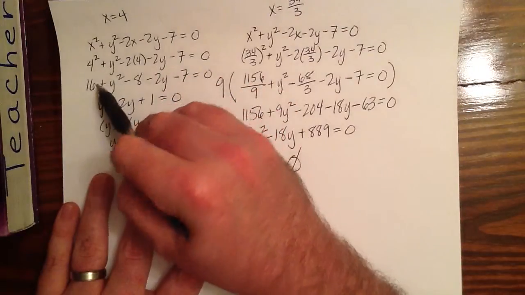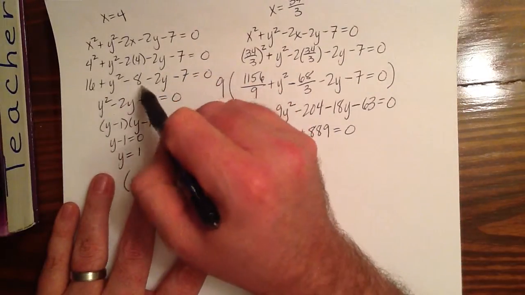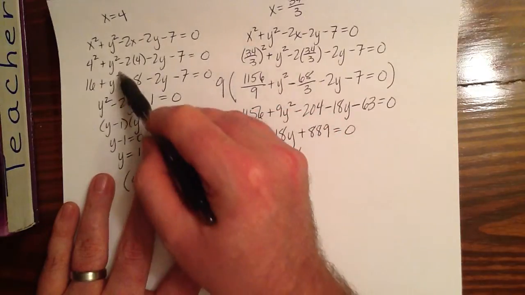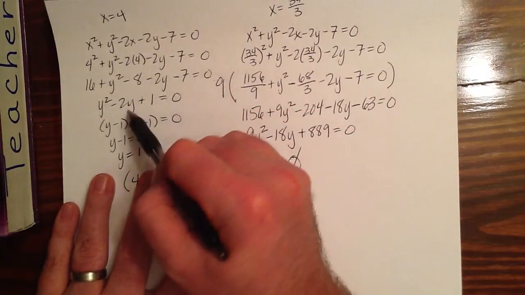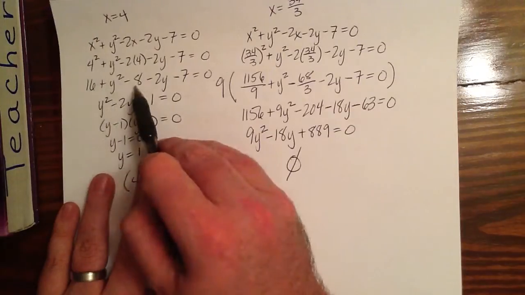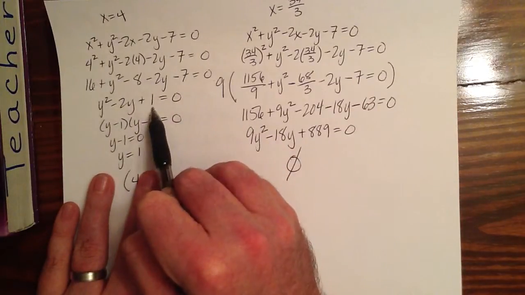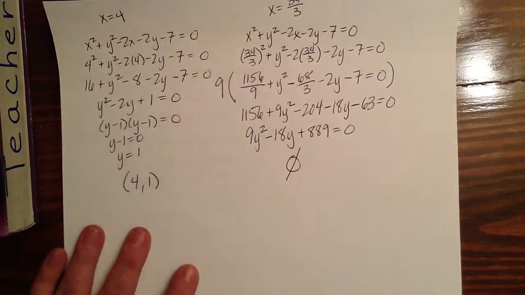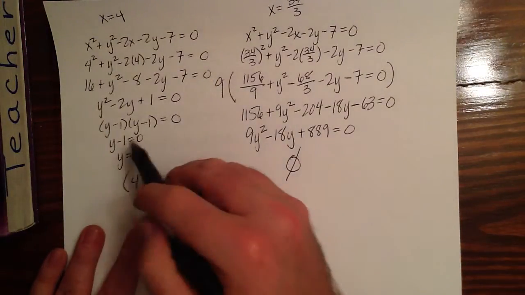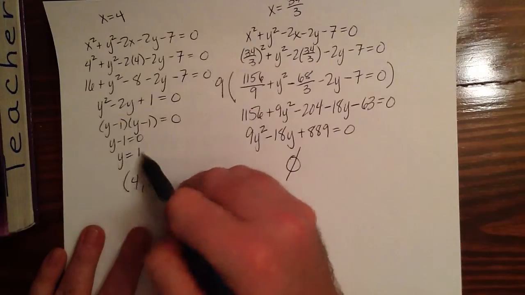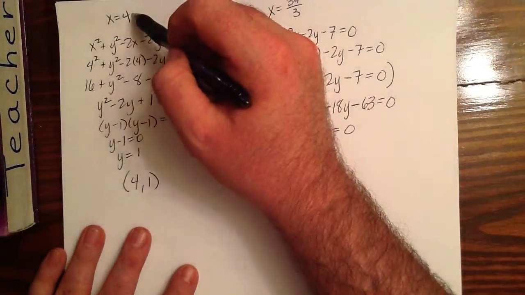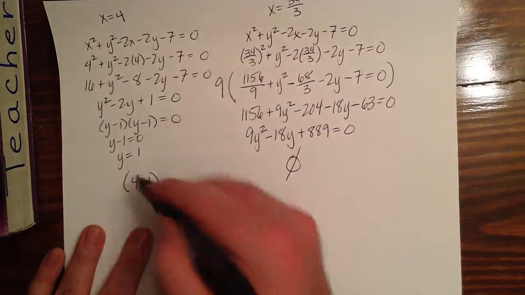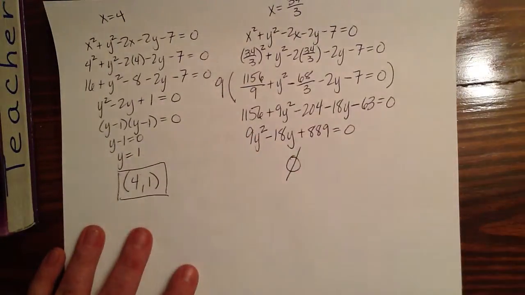4 squared is 16 plus y squared. 2 times 4 is 8 minus 2y minus 7 equals 0. Well, that's y squared minus 2y, and 16 minus 8 minus 7 is plus 1 equals 0. Well, that factors to be (y minus 1) times (y minus 1). So y minus 1 equals 0, so y equals 1. So when x equals 4, the only solution is y equals 1, because that's what you would get from both of these. So that's the point (4, 1).